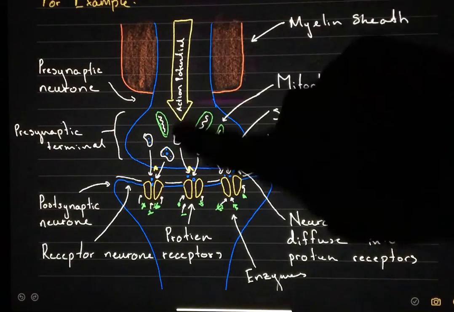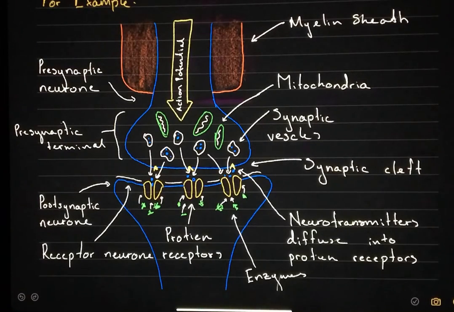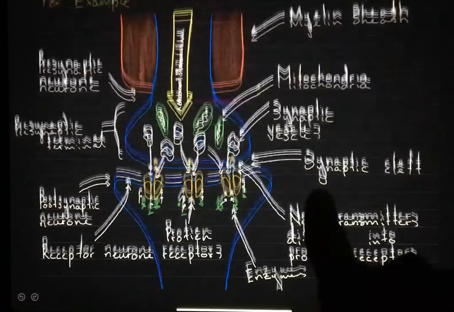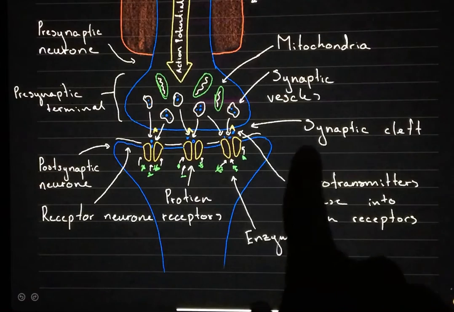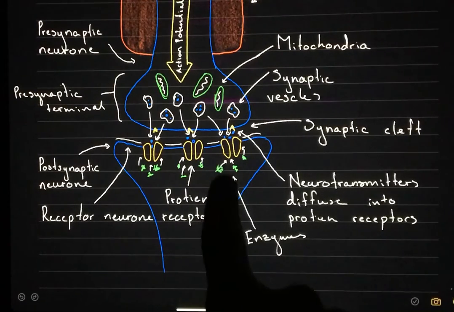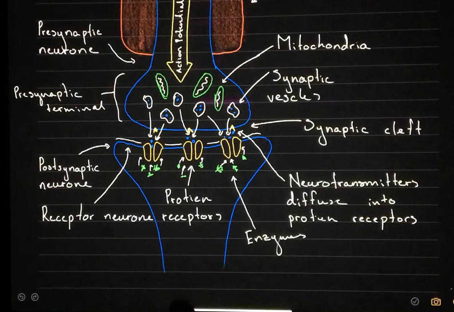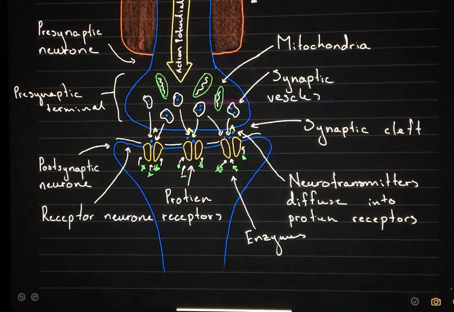So again, action potential causes synaptic vesicles to release neurotransmitters. Neurotransmitters are chemicals which diffuse into the postsynaptic neuron through the synaptic cleft, after which they are caught by protein receptors, and that causes an action potential, after which they will either be degraded by enzymes, or they will diffuse back into the presynaptic terminal.